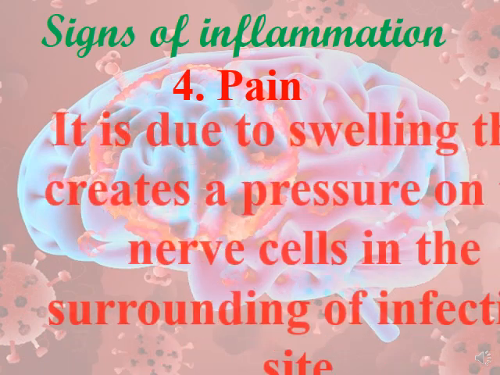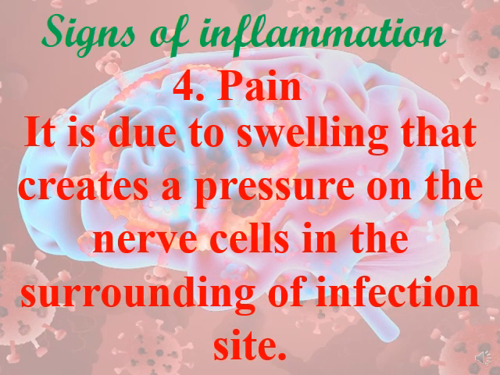Sign number 4 is the pain. Pain is usually due to the swelling that creates a pressure on the nerve cells in the surrounding of the infection site. This swelling will create a pressure on the nerve cells, and this will lead to the feeling of pain. Because if I apply pressure, for example, on my hand, this will put pressure on the nerve cells, and this will lead to pain. It is the same with swelling: we create pressure on the nerve cells at the site of infection, and this creates what is known as pain.